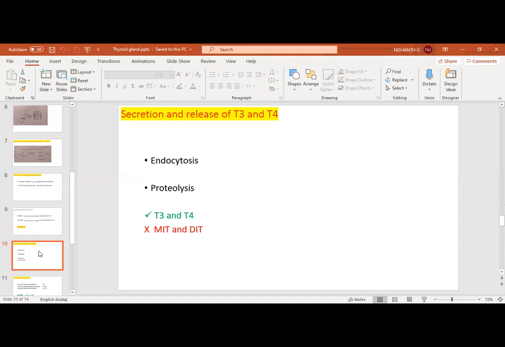And then we require T3, T4. We don't require MIT and DIT. So the T3, T4 are cut by the proteolytic enzyme which is present in the thyrocyte. They cut the T3, T4 separately. Of course, the follicular cells contain T3, T4, MIT and DIT, but only T3 and T4 are allowed into the blood circulation. MIT and DIT are not permeable into the blood circulation.